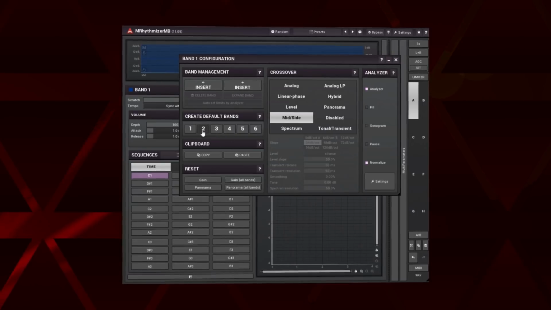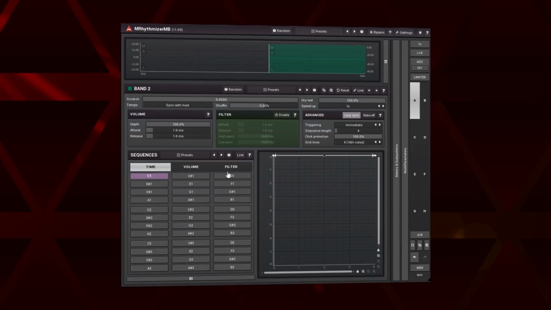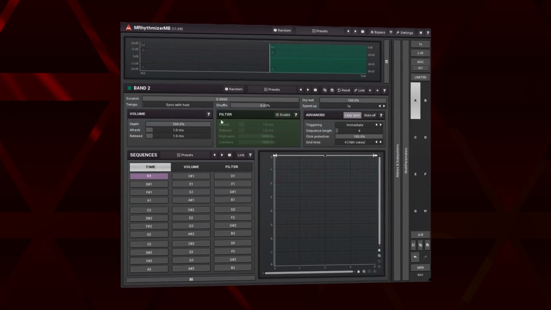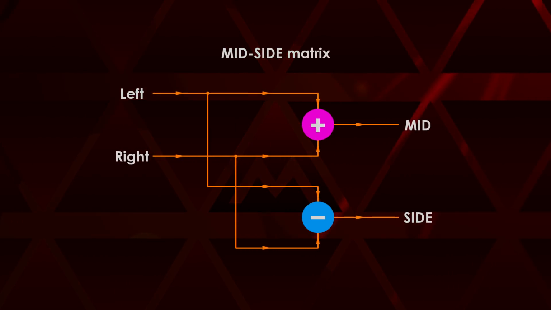We find a similar situation with the next crossover, the mid-side. One more splitter working with the signals spread in a stereo field. However, here a signal's position is considered in terms of the mid-side matrix. Briefly, the mid-side matrix converts a stereo mix into two channels.